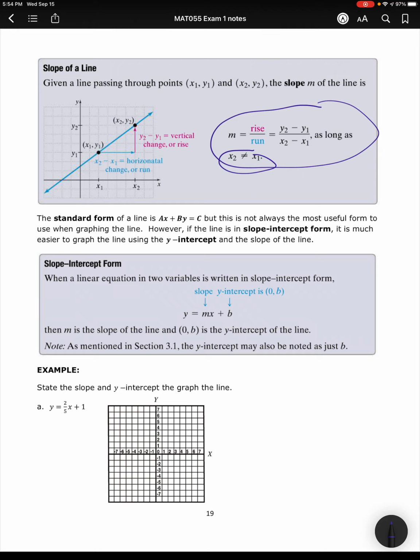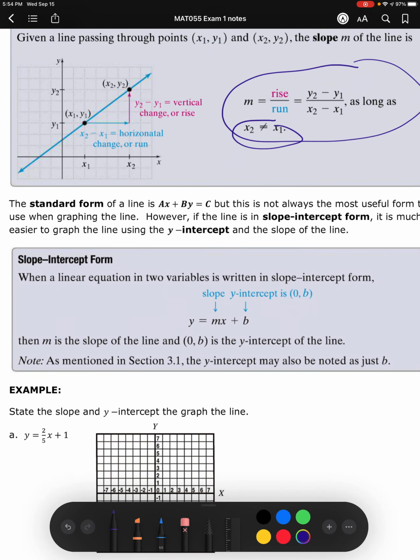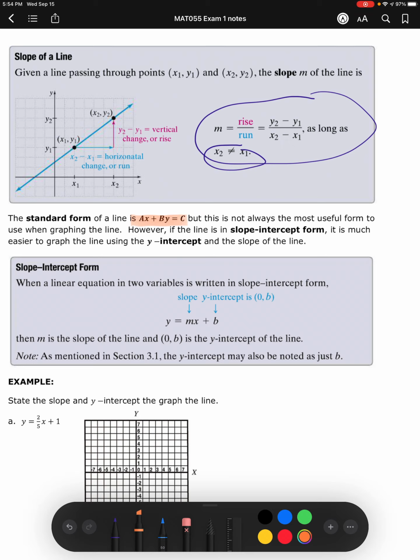All right, so we already talked about the standard form of an equation, but it's not always the most useful. So sometimes we like to use the slope-intercept form.